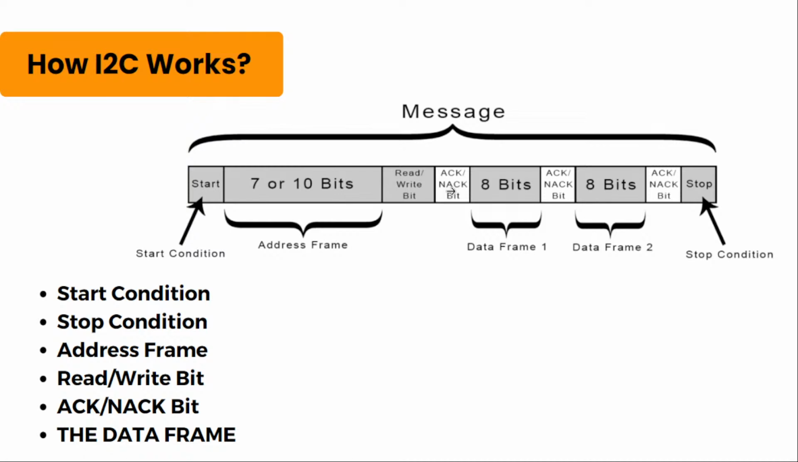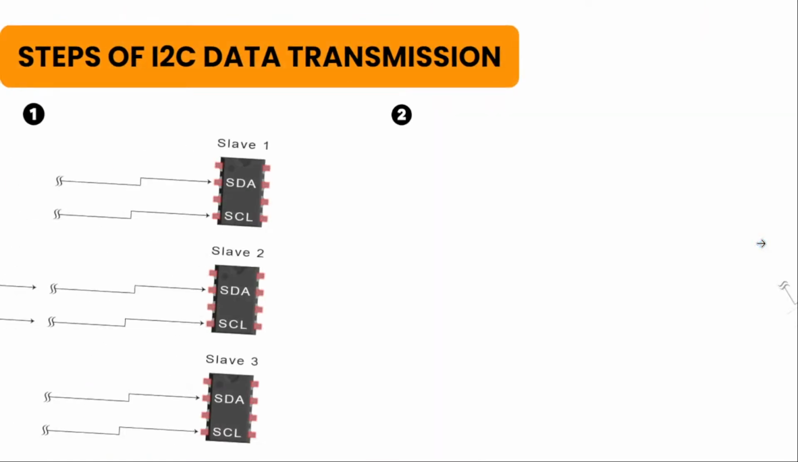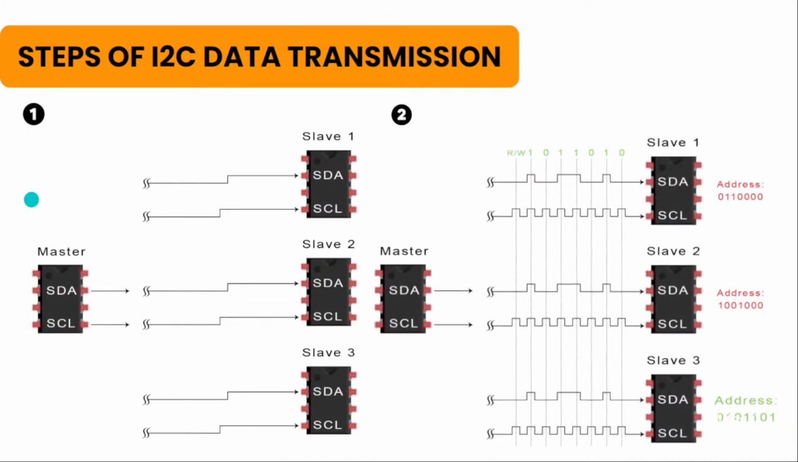So after all of the data frames have been sent, the master can send a stop condition to the slave to halt the transmission. The stop condition is the voltage transition from low to high on the serial data line after a low to high transition on the serial clock line, with the serial clock line remaining high. So now let's see the steps of I2C data transmission.